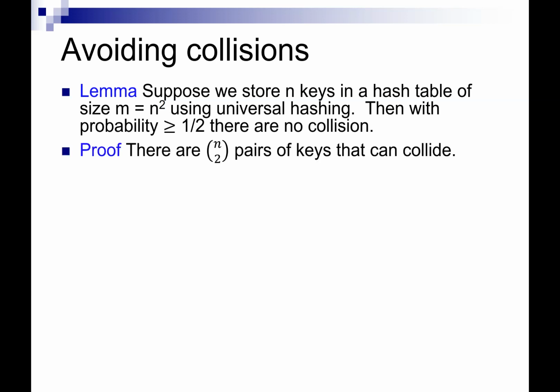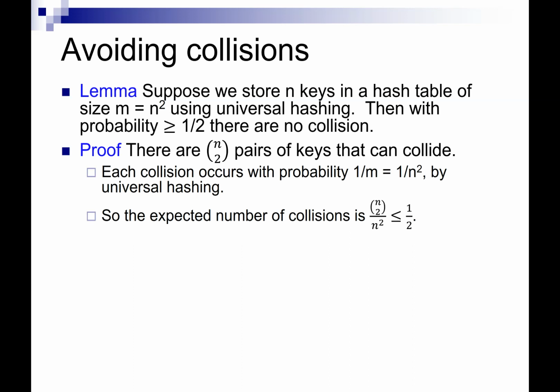you're not going to have any collisions in this big hash table. The reason this is true is that with n keys, you have n choose 2 pairs of keys that can collide. Since you're using universal hashing, each collision happens with probability 1 divided by m, where m is the hash table size. Here we're using a table of size n squared, so each collision happens with probability 1 over n squared. There are n choose 2 possible pairs of keys that can collide, so the expected number of collisions is n choose 2 divided by n squared, and this is going to be less than 1/2.